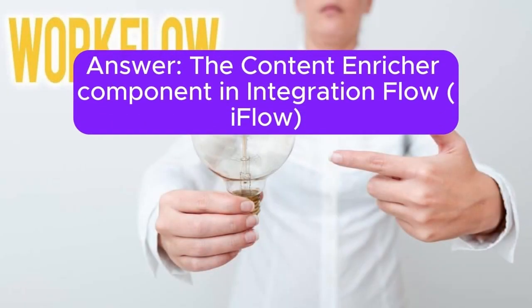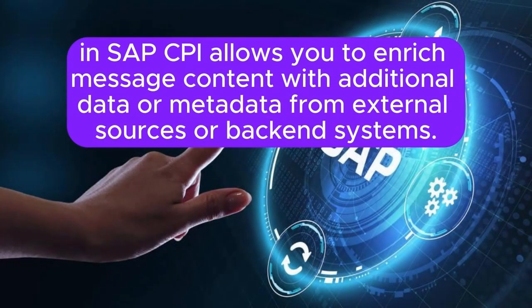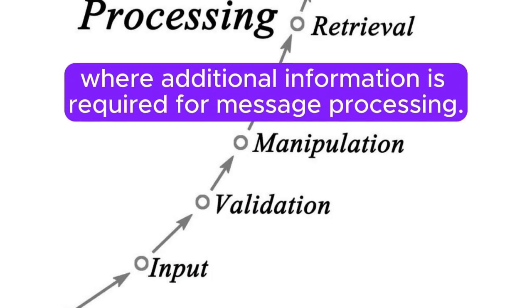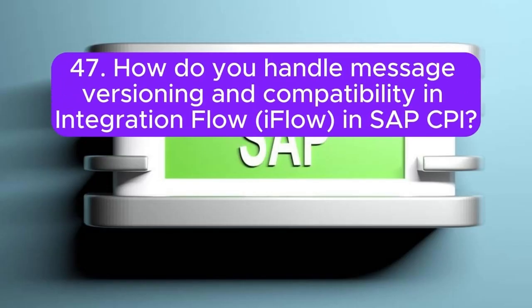46. What is the role of the content enricher component in an integration flow (iFlow) in SAP CPI? Answer: The content enricher component in iFlow in SAP CPI allows you to enrich message content with additional data or metadata from external sources or backend systems. It is commonly used for data enrichment, context enrichment, and reference data lookup in integration scenarios, where additional information is required for message processing.